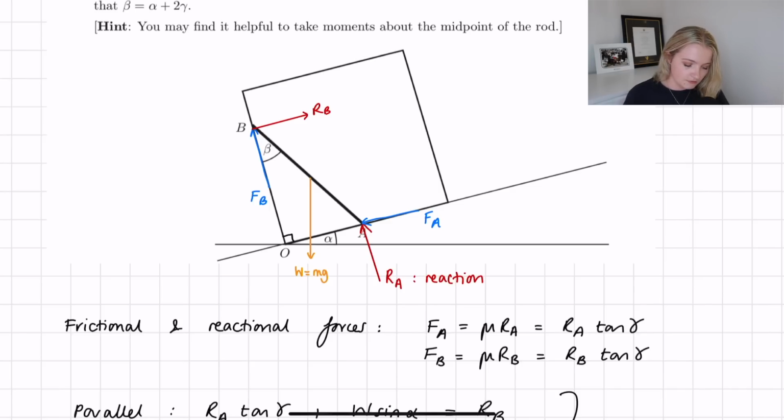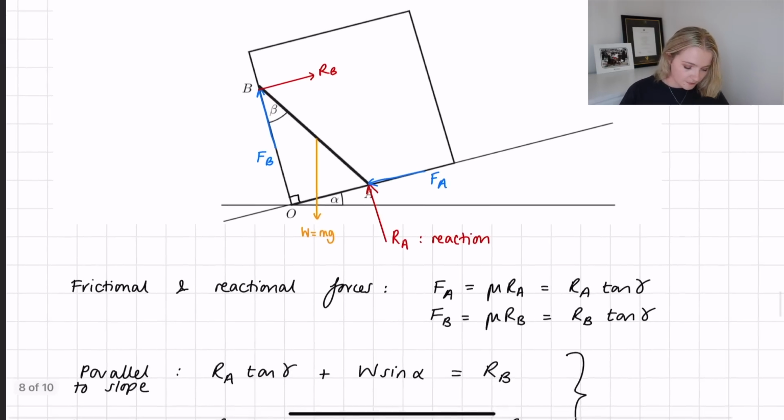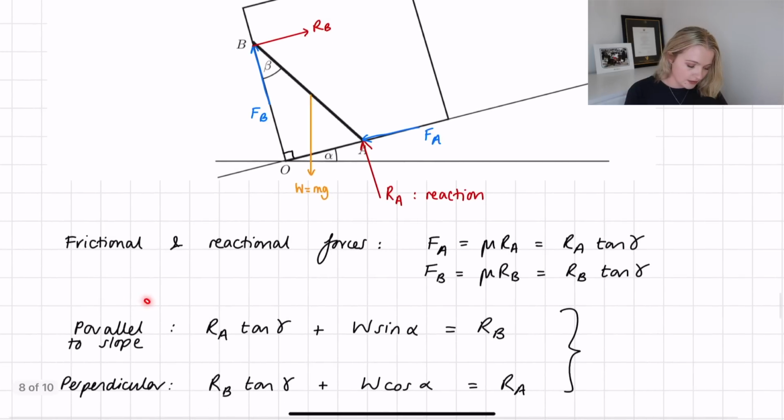Now we obviously have these forces that we can see and we know we have these two equations, but we want to look at how these forces are acting in different directions. So firstly, we can look at parallel to the slope, which is this one here. We have F of A, and we know that's already parallel to the slope.